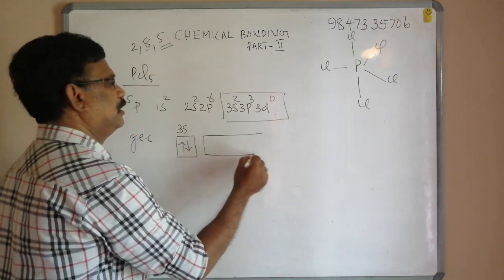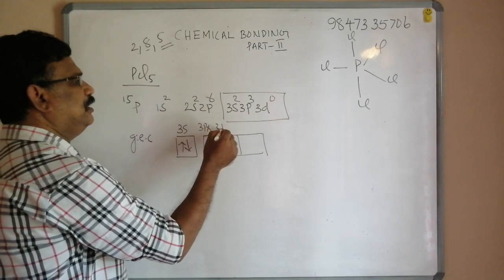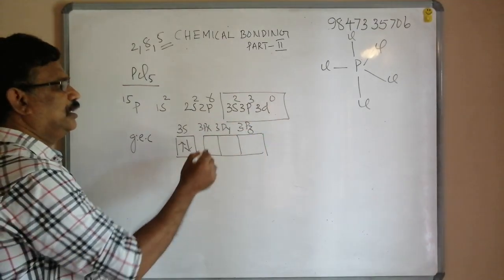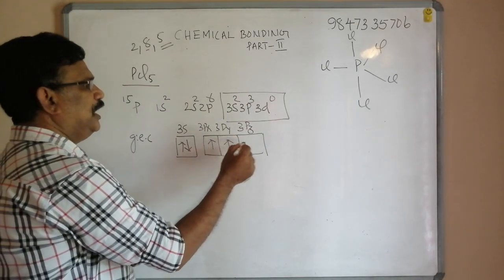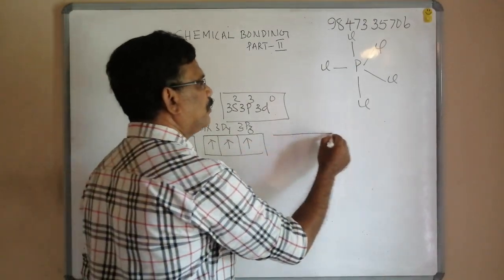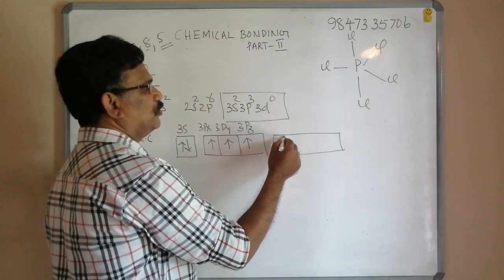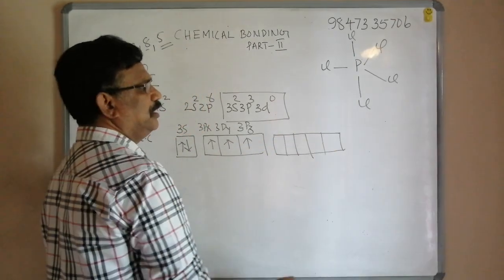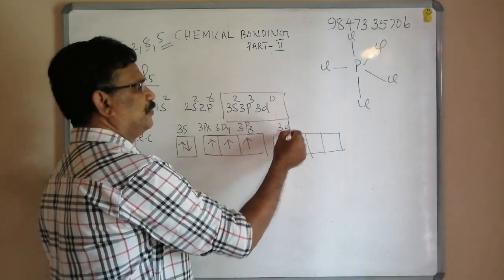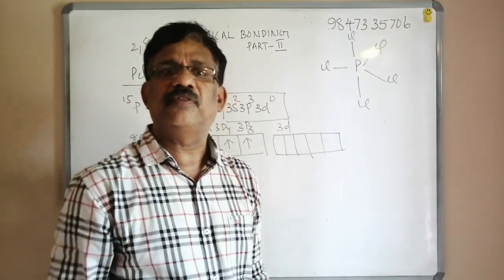And 3px, 3py, and 3pz orbitals, with 1 electron each, 3p3. And 3d0. The d subshell possesses 5 orbitals, 1, 2, 3, 4 and 5, with maximum capacity 10. This is the ground state electronic configuration of phosphorus.